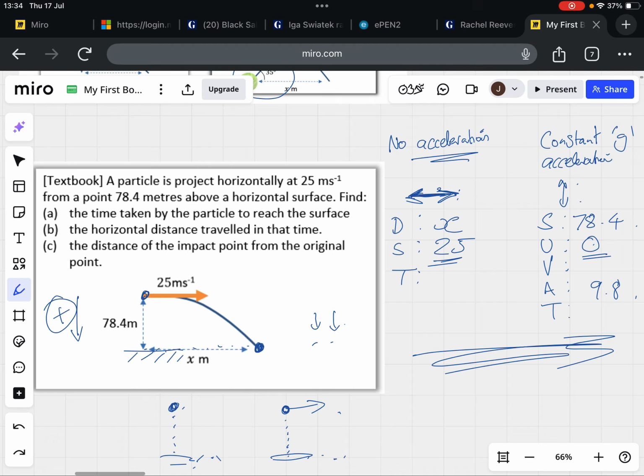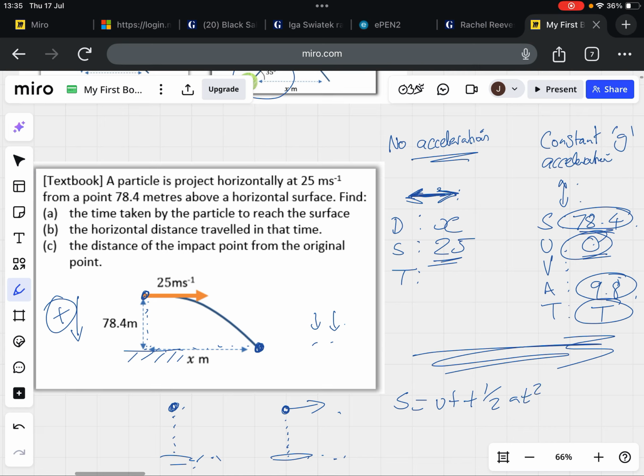Anything else that I want to work out here? Well, if I read part A, it says the time taken to reach the surface. So the surface is when you are 78.4, so 78.4 is the right number to use with s. And the t value, I could call it a question mark or something like that. I'm just going to call it t. So we're now in our standard situation of four bits of information, which means SUVAT can be used. We're going to use s equals ut plus half at squared.